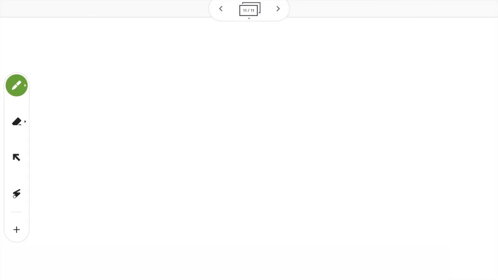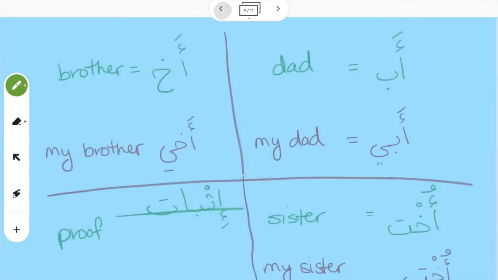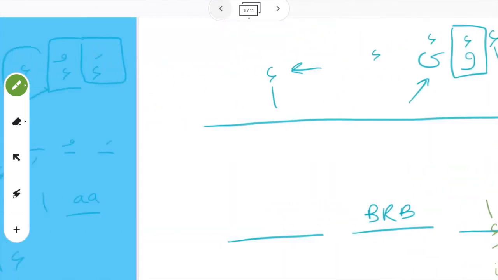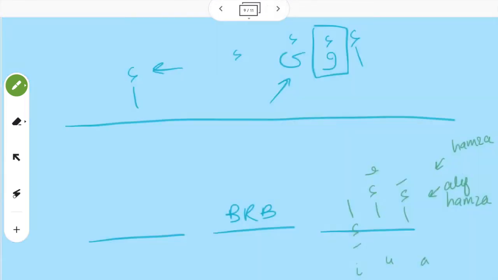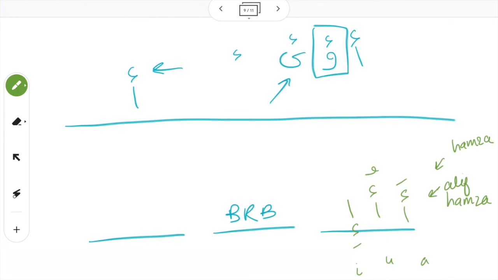Okay, so we now have the Hamza in initial position, right? It'll always sit on the alif. Be right back. We're going to come back to the medial position. Now, in final position, if you have a Hamza and it's after a long vowel, okay, we're only going to look at the Hamza when it's after a long vowel in final position.